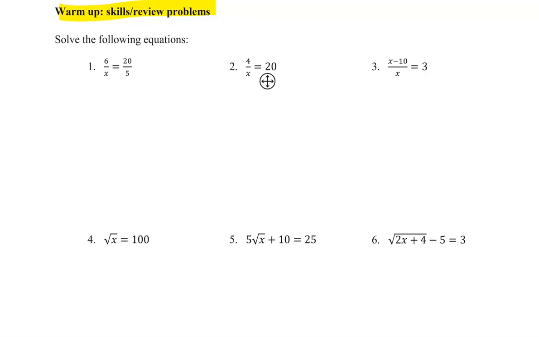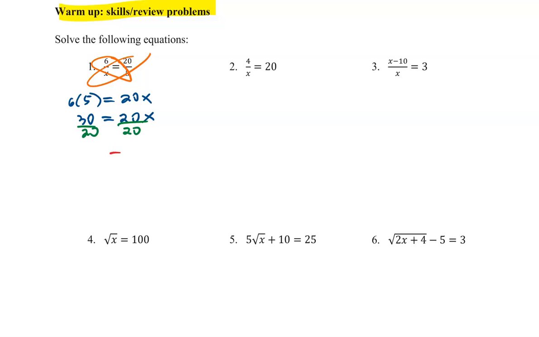Solve the following equations. Number 1, 6 over x equals 20 over 5. We can cross multiply this. So that is 6 times 5 is equal to 20 times x. 6 times 5 is 30, equal to 20x. Then divide both sides by 20 and simplify. 30 over 20 is 3 over 2.